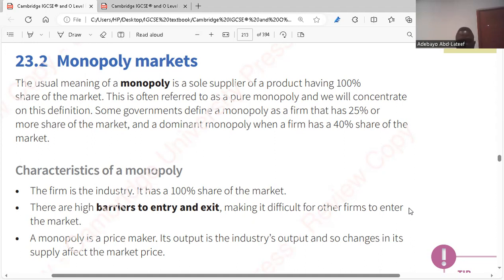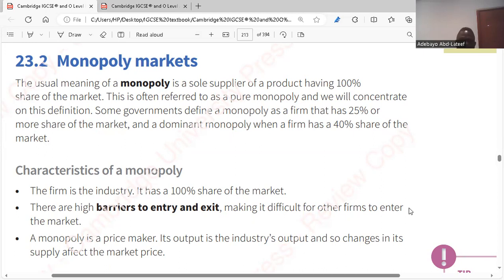This is also referred to as a pure monopoly, and we concentrate on this definition. Some governments define a monopoly as a firm that has 25% or more share of the market, and a dominant monopoly when the firm has 40% share of the market. So if a firm has 40% of the market, it's considered a monopoly.